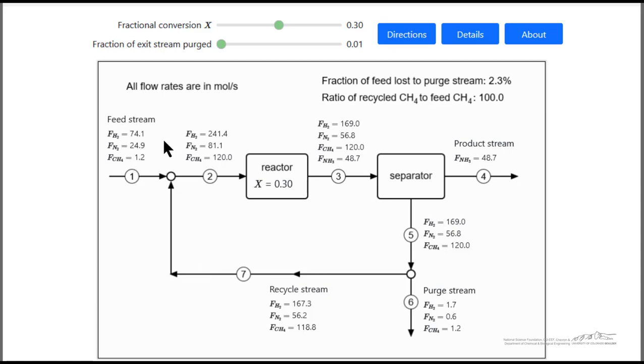We then mix that with the feed, and of course in a real system this would dilute the reactant concentrations. This would affect kinetics, and also affect residence times. Here we're just assuming we could fix the fractional conversion.